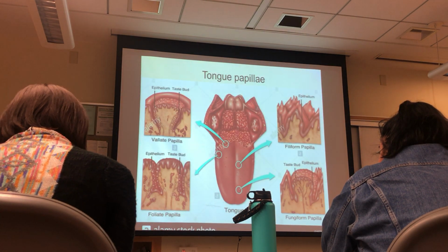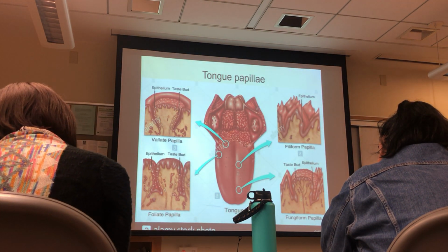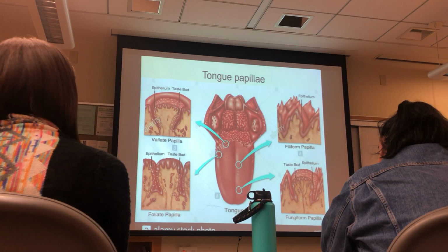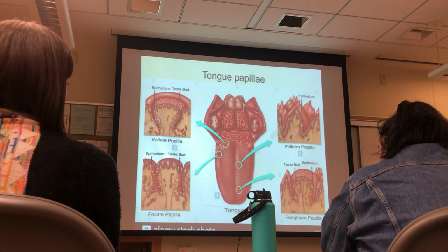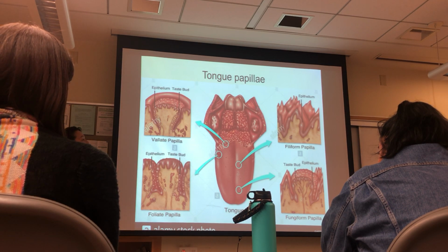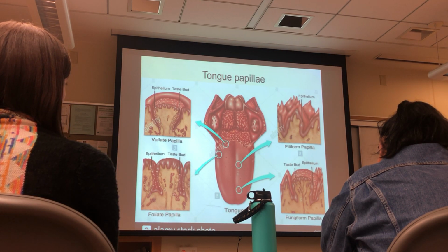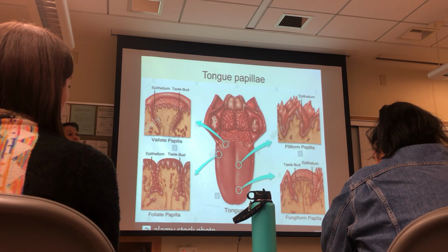Let's take a look at the different kinds of papillae. You actually have four different kinds of papillae on the tongue. The most numerous is kind of a surprise. It actually does not have any taste buds. The very first one I listed here is called the filiform papilla. It's going to appear white on the tongue.